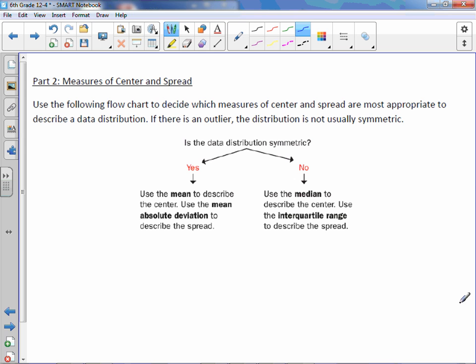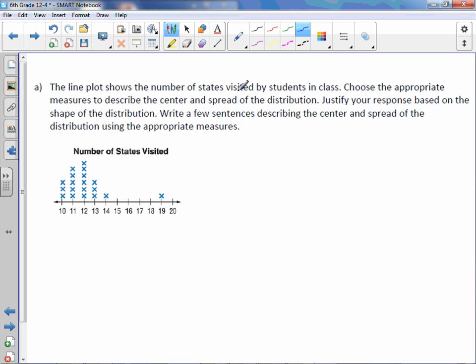Now, we can use this flowchart to decide which measures of center and spread are most appropriate to describe a data distribution. If there is an outlier, the distribution is usually not symmetric. So, is it symmetric? If it is symmetric, we will use the mean as the measure of center and the mean absolute deviation as the measure of variation. If it is not symmetric, we will use the median and the interquartile range. So we don't have to find everything. We only have to find two things, one measure of center and one measure of variation.